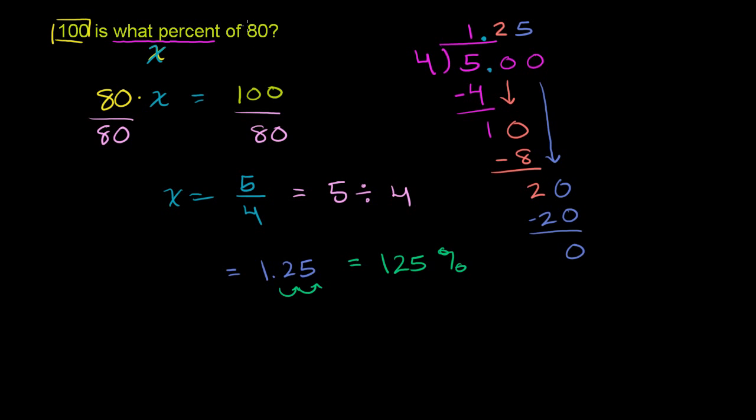80 is 100% of 80. 100 is more than 80. It's actually 1 and 1/4 of 80. And you see that right over there. So it makes sense that it's 125%. It's more than 100%. But we are done. We've solved the problem. It is 125% of 80.